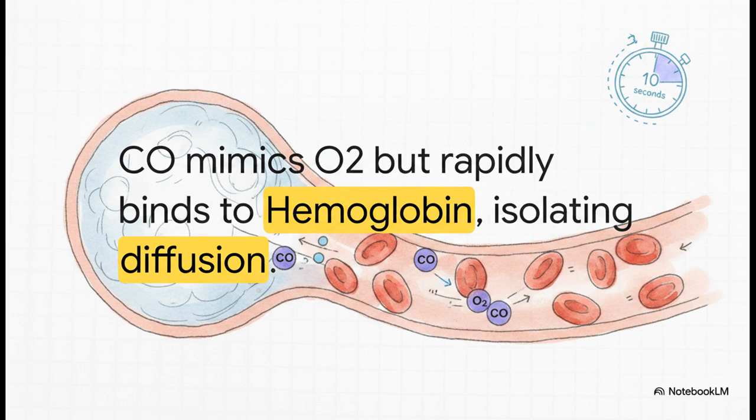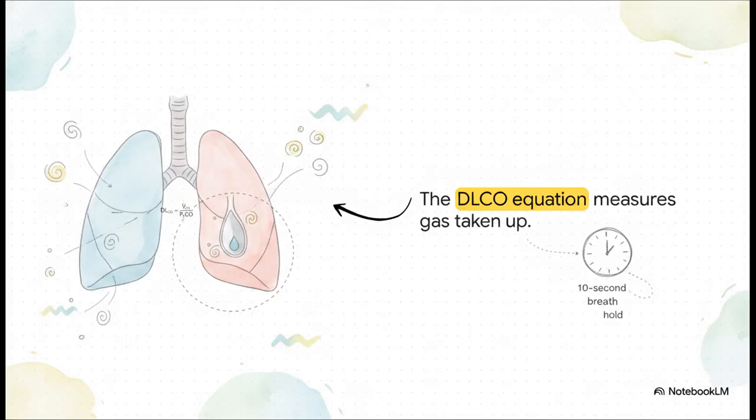So during the test, the patient exhales all the way down to residual volume, takes a rapid deep breath of a tiny amount of CO and helium, holds their breath for exactly 10 seconds, and then exhales. Looking at this equation, the absolute crucial point to remember is that DLCO is simply the amount of CO taken up by the lungs divided by the alveolar partial pressure of CO during that specific 10-second breath hold. And that helium we mixed in? That's there to help us precisely estimate the alveolar volume, making the whole calculation incredibly accurate.